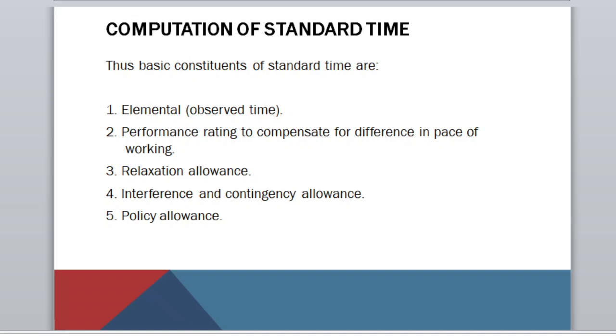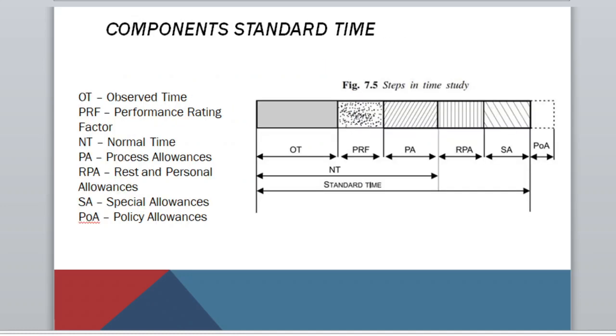Next, computation of standard time. The basic constituents of standard time are the elemental observed time, and the performance rating to compensate for differences in pace of working. Again, different companies require different performance ratings. Then relaxation allowance, interference and contingency allowance, and policy allowance is the last one. So these are the components of standard time.